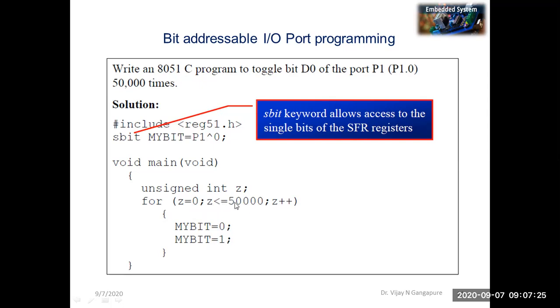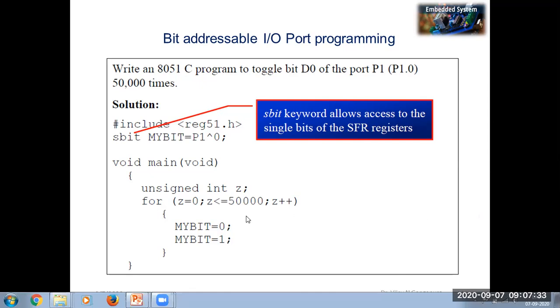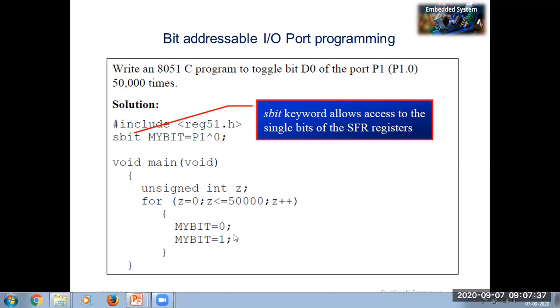So z is less than or equal to 50,000. Right now z has value 0, which means this expression will return true, and when this expression returns true, the loop statements will be executed. Okay, so what is written in the loop?